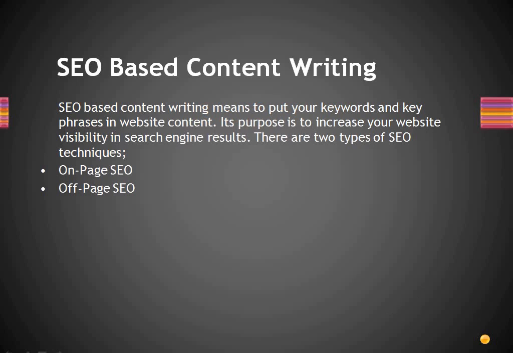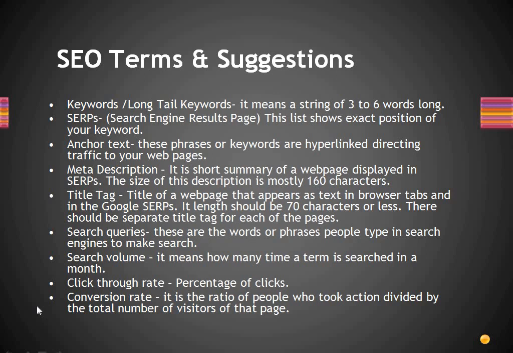SEO based content writing. SEO based content writing means to put your keywords and key phrases in website content. Its purpose is to increase your website visibility in search engine results. There are two types of SEO techniques: on-page SEO, off-page SEO. SEO terms and suggestions. Keywords, long-tail keywords. It means a string of 3 to 6 words long.